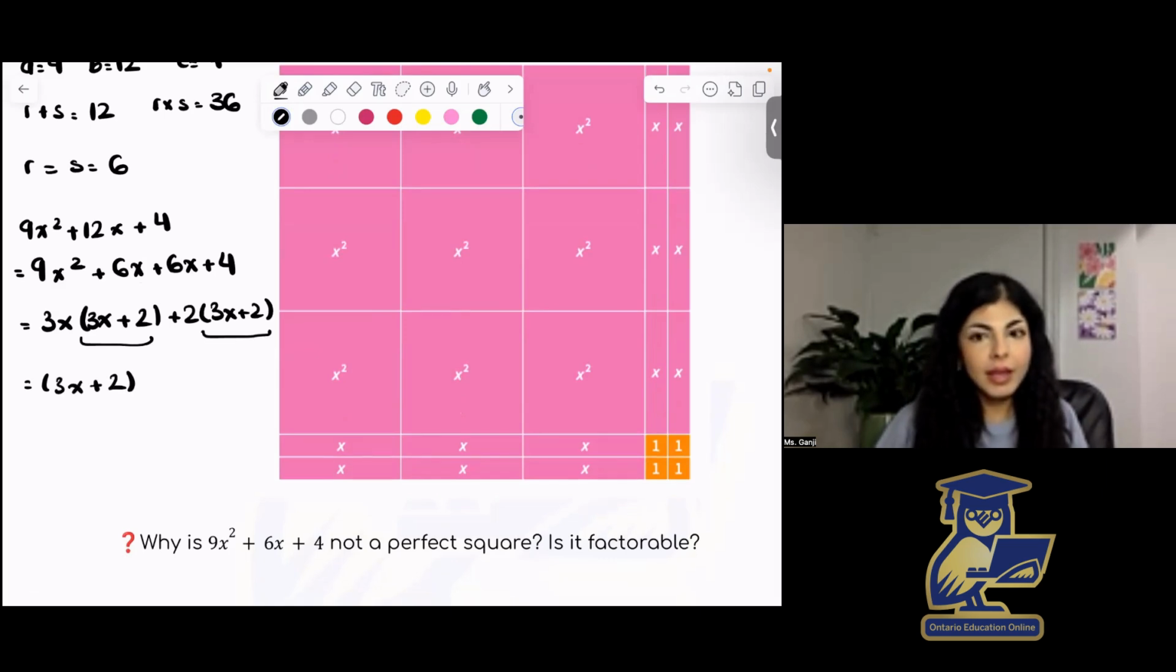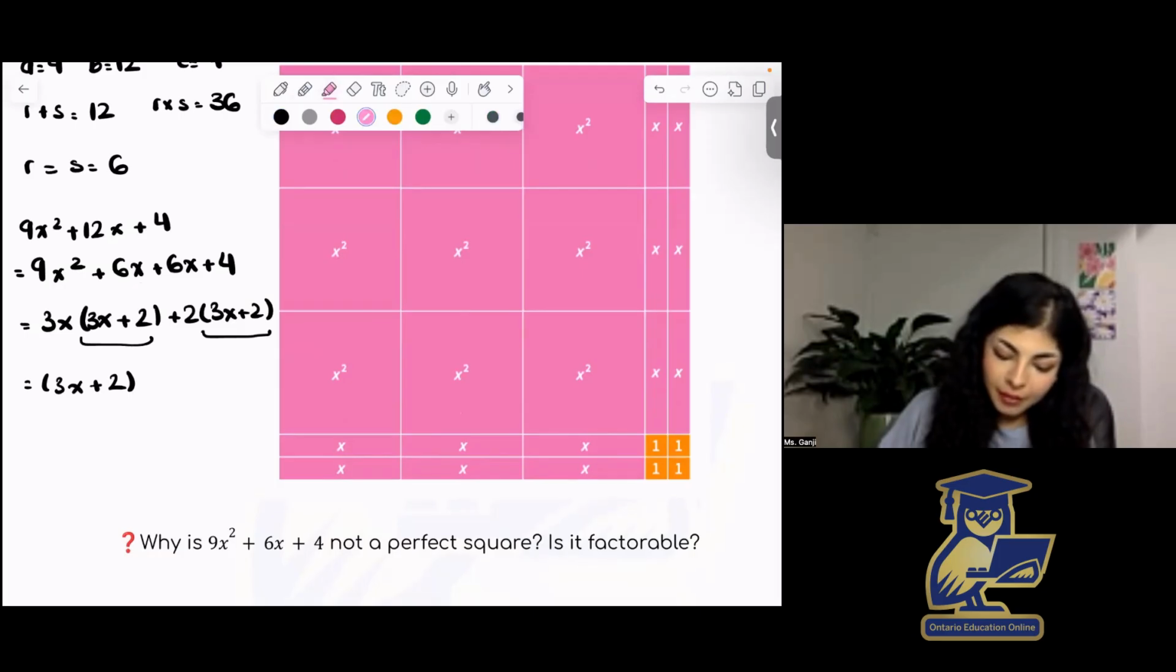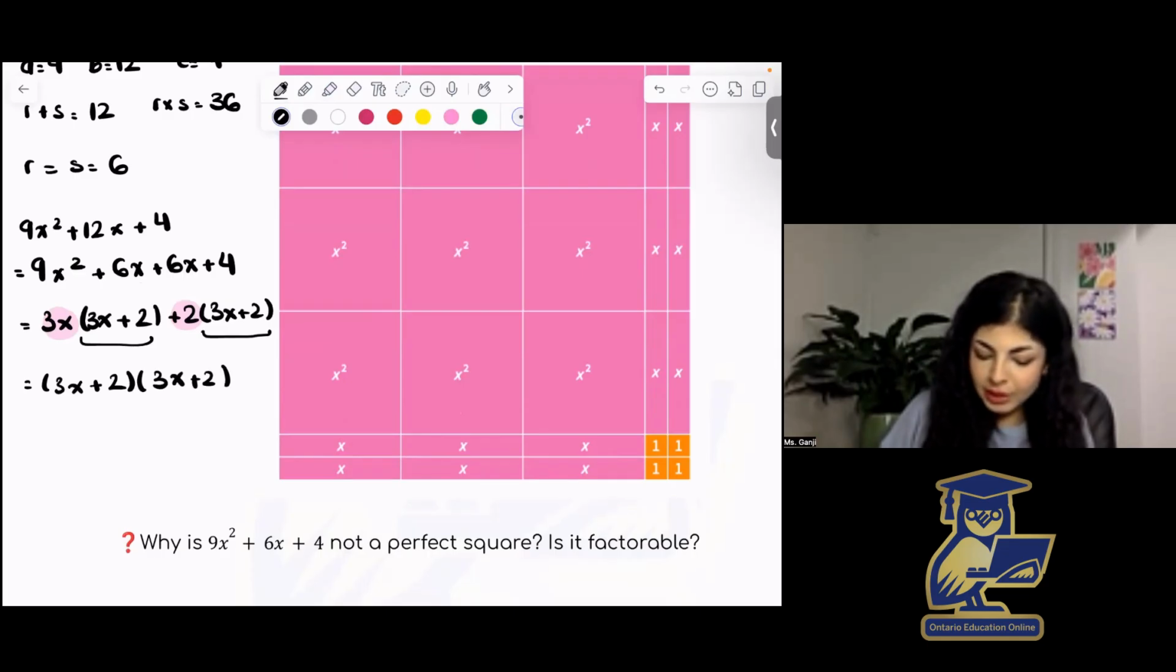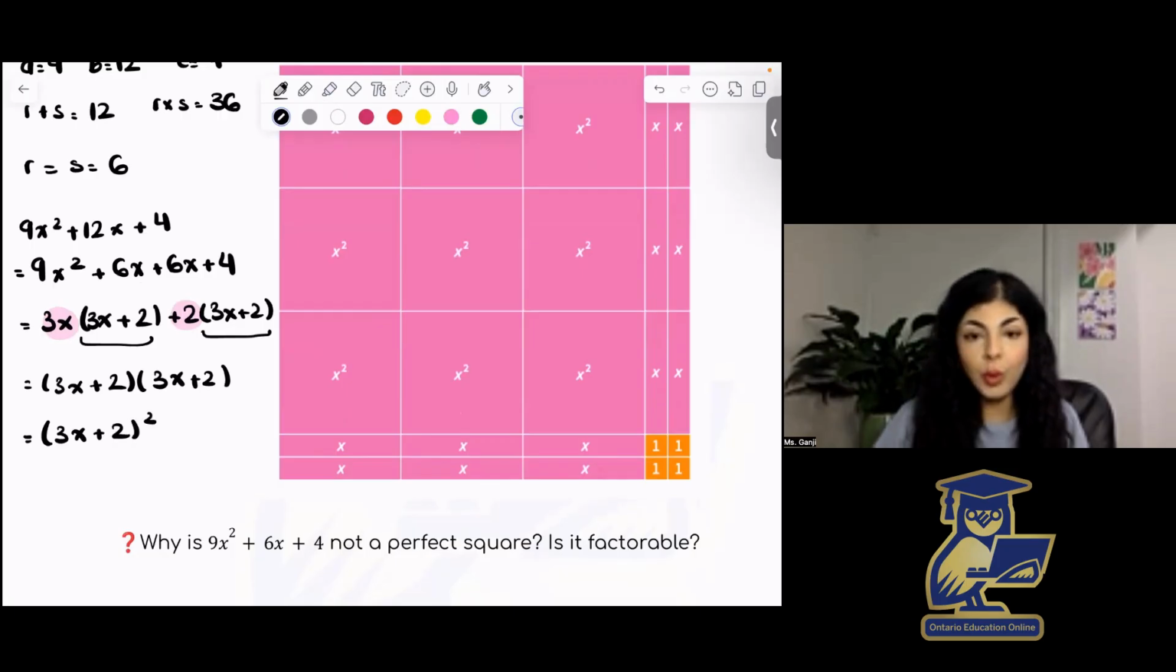But wait, if you look here now, we have 3x plus 2, 3x plus 2. So this is actually (3x plus 2) squared.